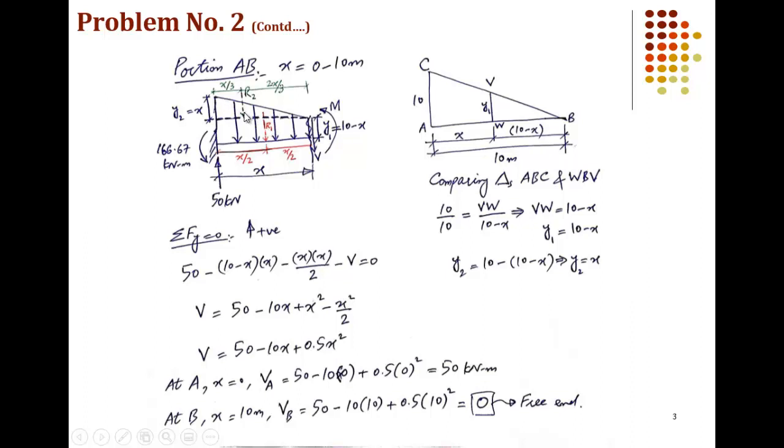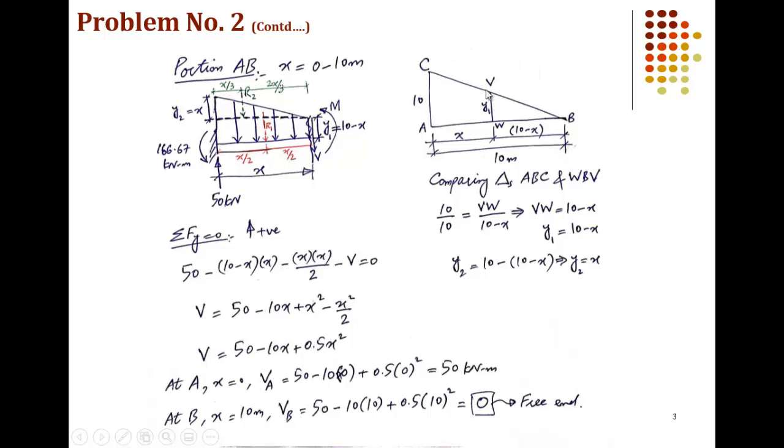But the challenge here is that the dimensions of these rectangle and triangle will keep on changing as we change the location of the section. So we need to sort of derive a relationship between these vertical dimensions, the vertical dimension on this side and the vertical dimension on this side, in terms of x. For that, we will have to consider the concept of similar triangles.